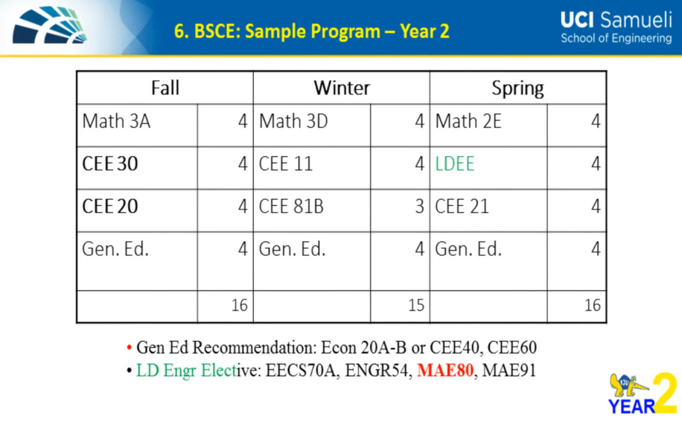A typical schedule for the second year continues math courses, including CEE 11, and adds lower division BSCE core courses, including CEE 20, 21, 30, and both 81A and 81B. It also completes the lower division engineering elective requirement. For the LDEE, many of our students take MAE 80 Dynamics as a complement to the required course CEE 30 Statics. There are also a few slots for general education courses, and remember, lower division writing requirements should be completed by the end of the second year.